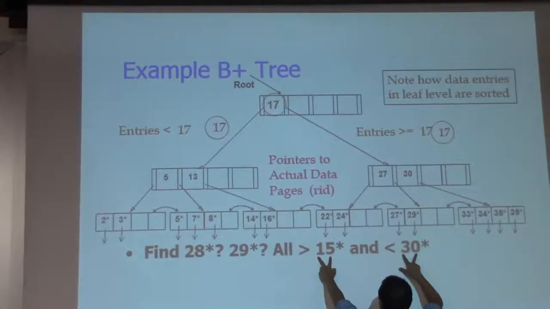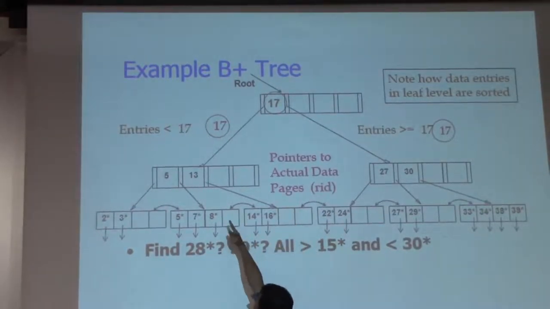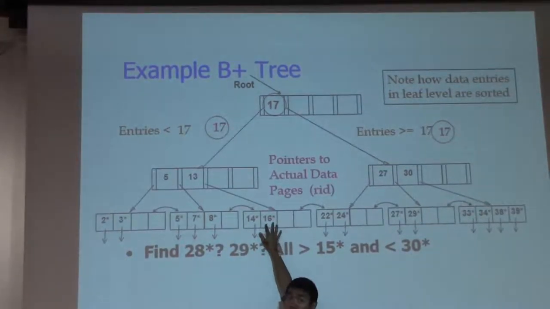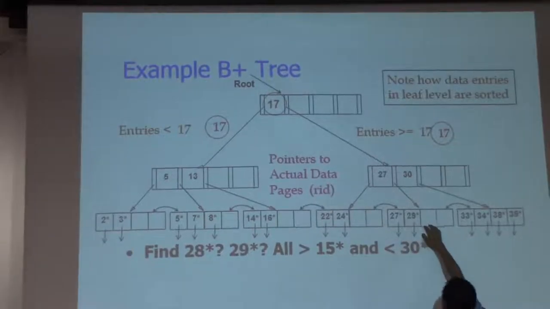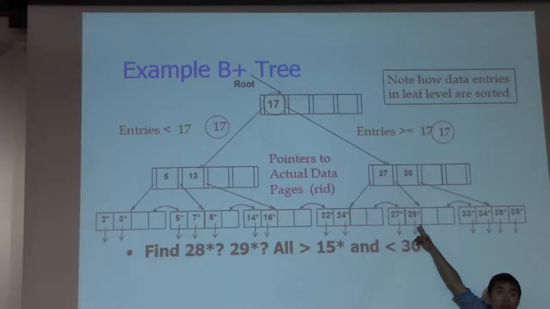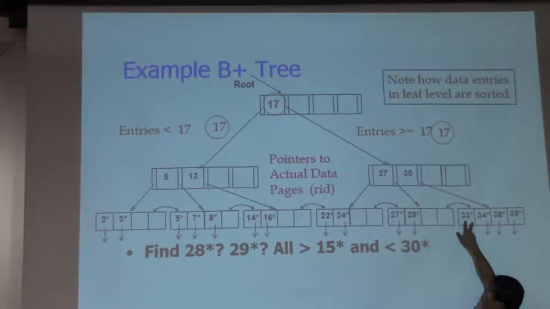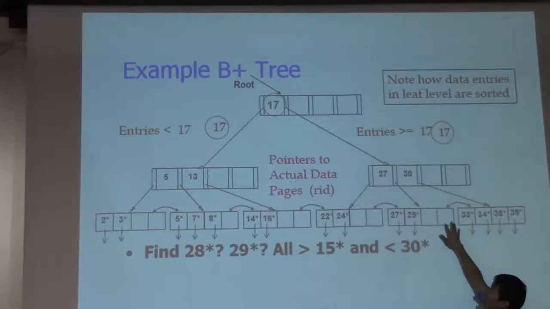Greater than 15 and less than 30. Well, greater than 15, I should come down here and come down here. And to this page, once I'm at this page, I can find the first data entry that's within my range, which is this entry. But from here, I can do a linear scan all the way to where? Where can you stop? You cannot stop right here, because by looking at this value, you are not sure whether the next value is outside your range or not. So you do have to go to the next page to verify that it is outside my range. Then you can stop.